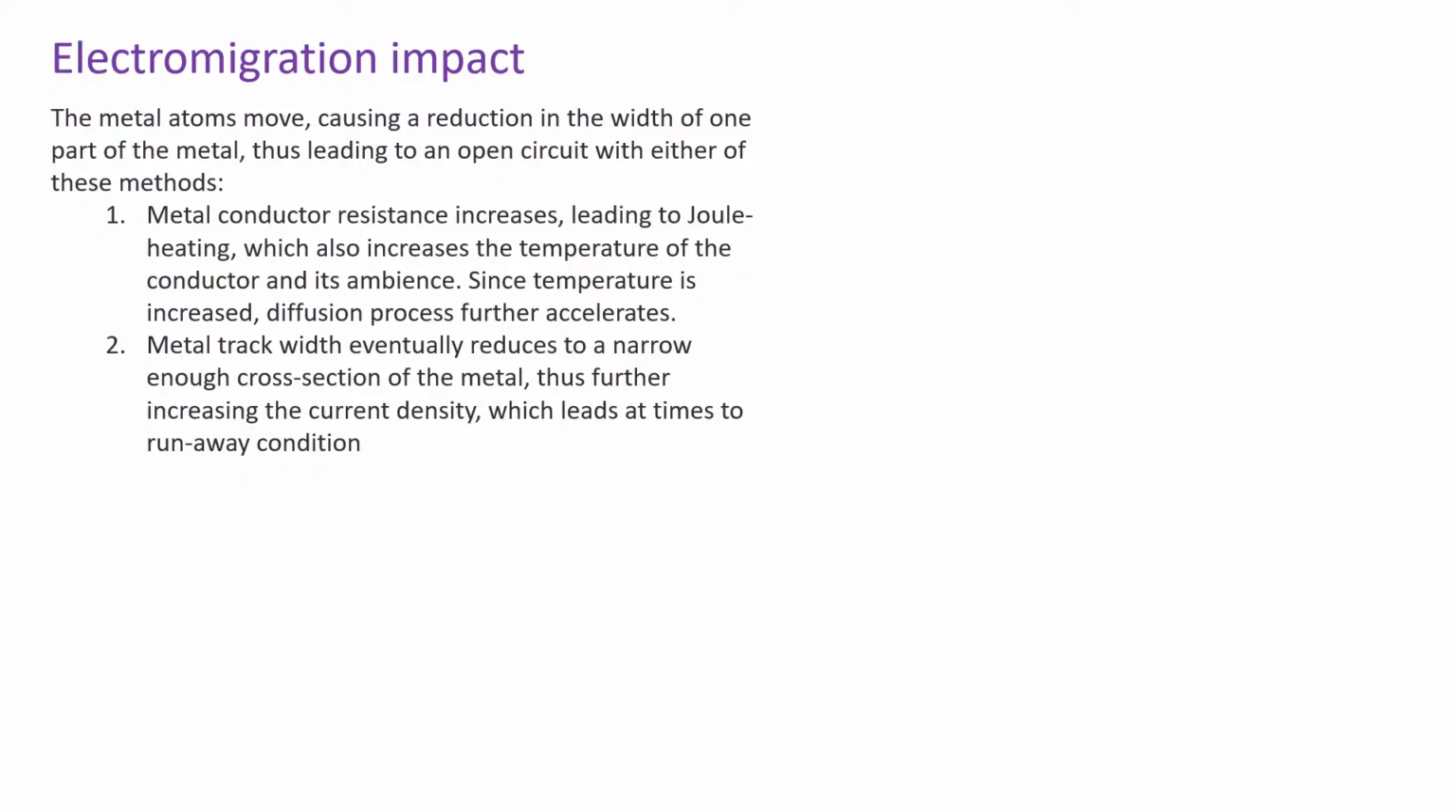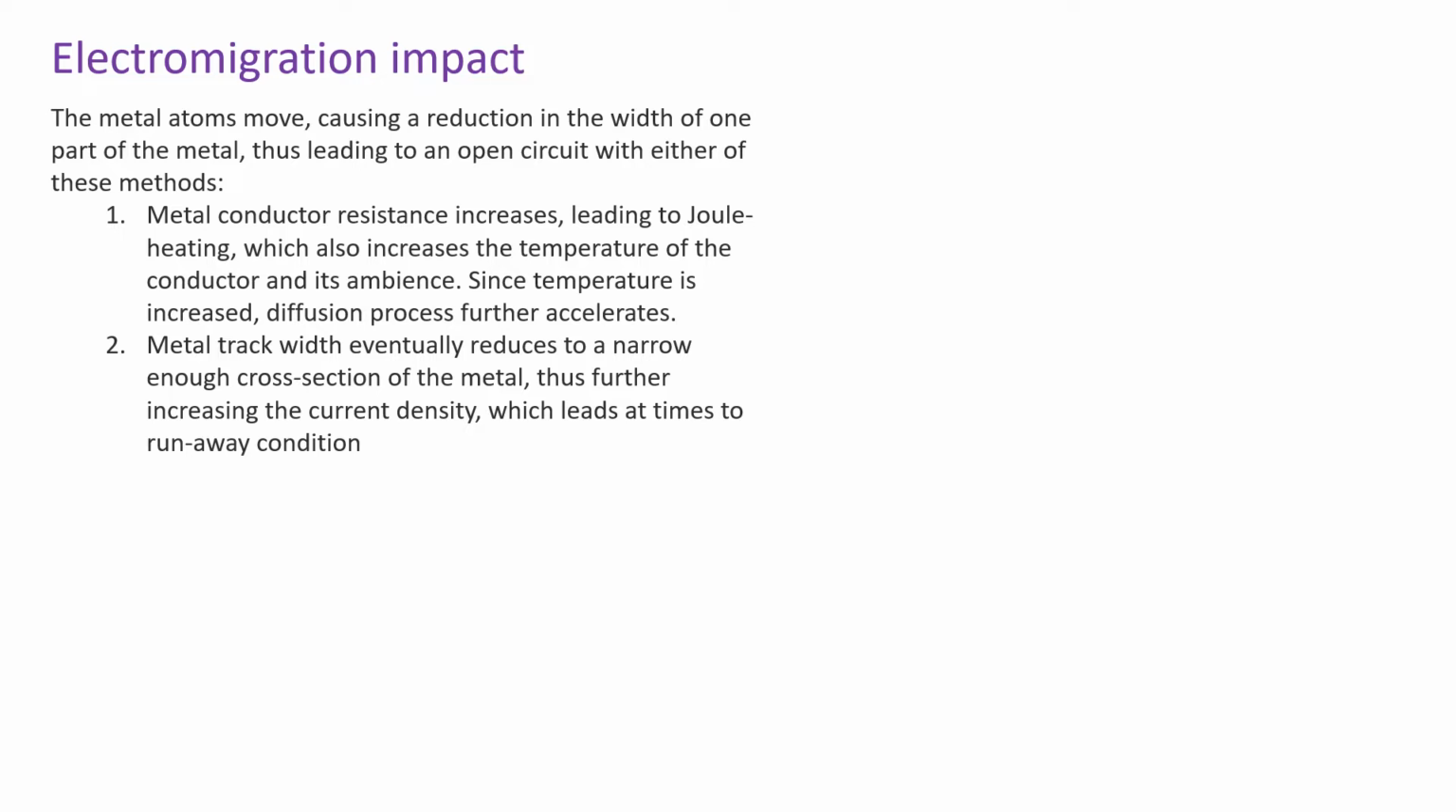In the earlier part of the series, we have understood how electromigration will cause hillocks or void formations. In this specific slide, we will try to understand how the metal atom moving will cause an open circuit. So there are two methods by which this can happen.